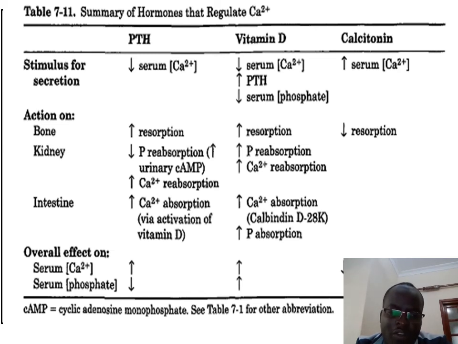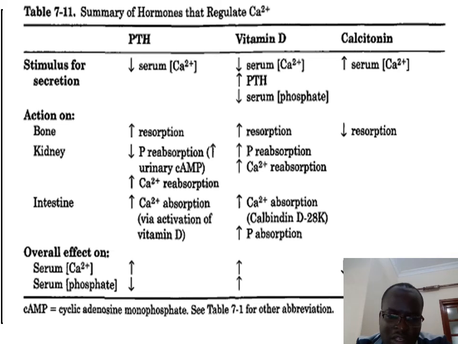What is the overall effect of parathyroid hormone? It is going to cause an increase in calcium levels because you are absorbing it in the GIT, you are mobilizing it from the bone tissue, then you are also reabsorbing it in the kidneys. So the overall serum calcium is going to increase, but the serum phosphate levels are going to reduce. Why? It is because the parathyroid hormone is inhibiting the reabsorption of phosphates.